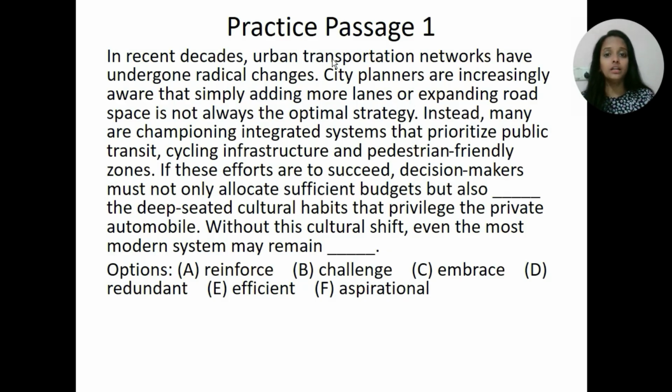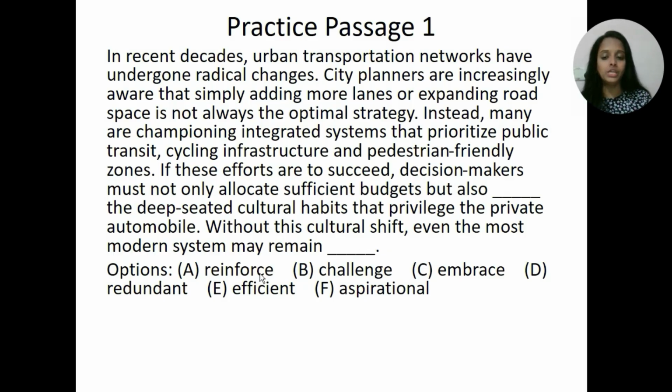In recent decades, urban transportation networks have undergone radical changes. City planners are increasingly aware that simply adding more lanes or expanding road space is not always the optimal strategy. Instead, many are championing integrated systems that prioritize public transit, cycling infrastructure, and pedestrian friendly zones. If these efforts are to succeed, decision makers must not only allocate sufficient budgets but also dash the deep-seated cultural habits that privilege the private automobile. Without this cultural shift, even the most modern system may remain dash.